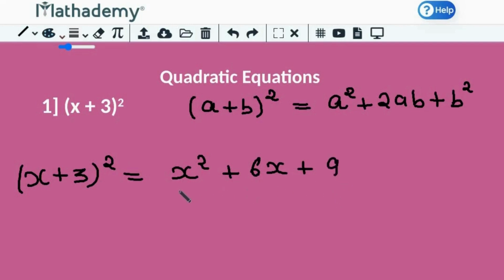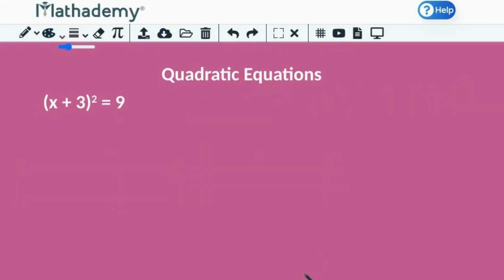Now have a look at the right hand side of this equation. What is it? Isn't it a quadratic equation? Why? Because the highest power of the variable x is 2, right? What do I conclude from this? I say that I can use (x + 3) the whole square and x² + 6x + 9 interchangeably. Now, if I have something like this, that is (x + 3) the whole square is equal to 9.